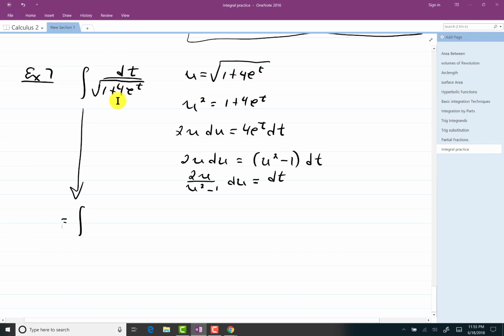I'll have 1 over u. That takes care of all of this piece here. And then now I've got to put my dt in, which is 2u over u squared minus 1 du. Well, that's highly fortuitous. Look at that.